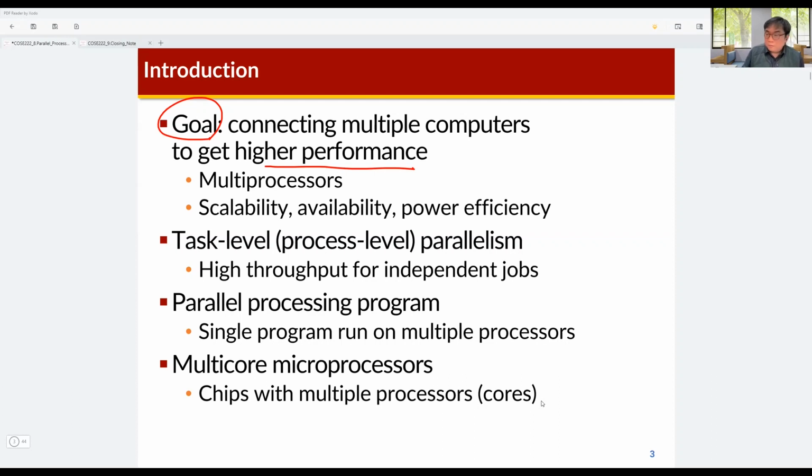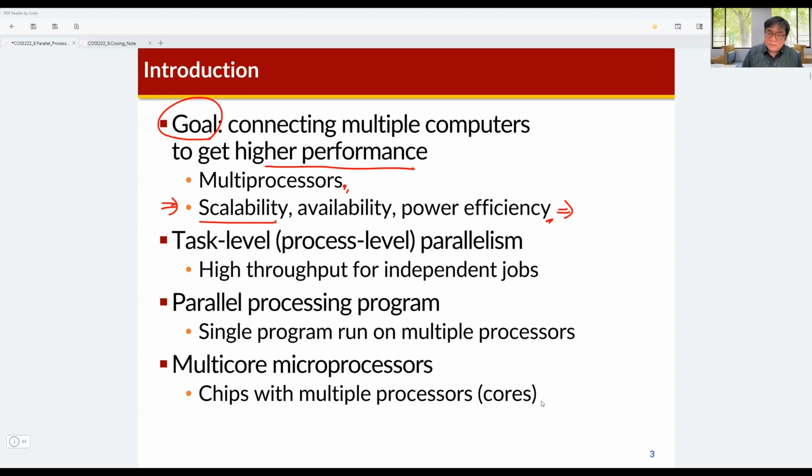So this parallel process architecture is called multiprocessors. There are multiple processors in a single CPU or single chip. For this parallel process architecture, we need to consider scalability, availability, and power efficiency. So we need to consider these factors. So what is scalability?